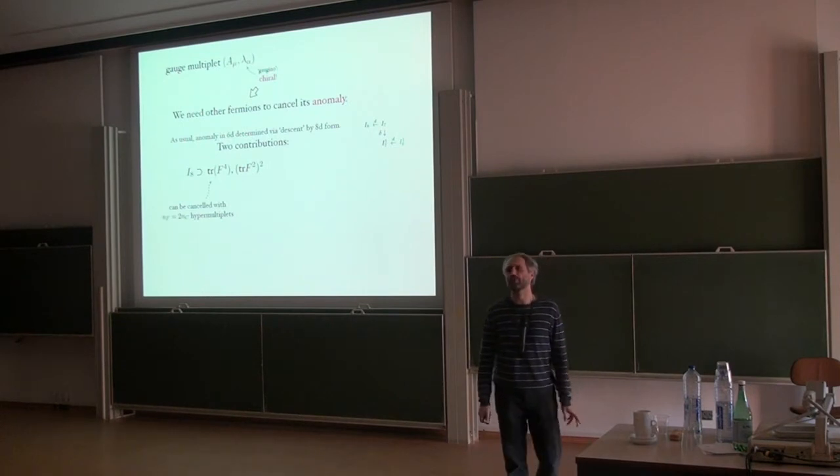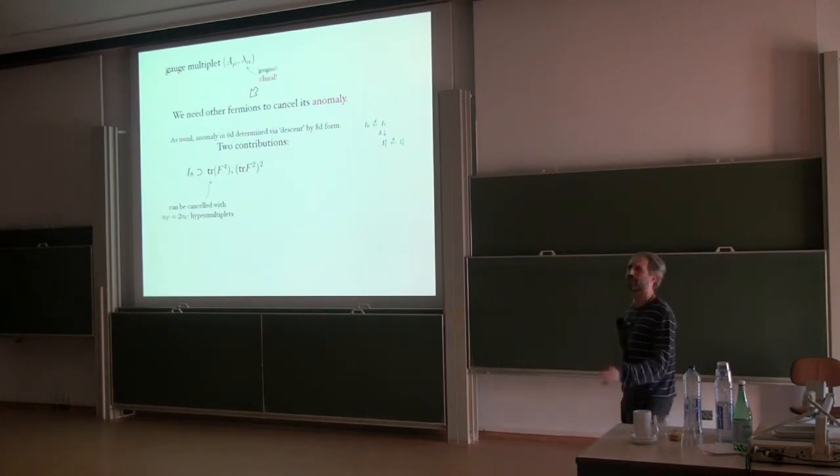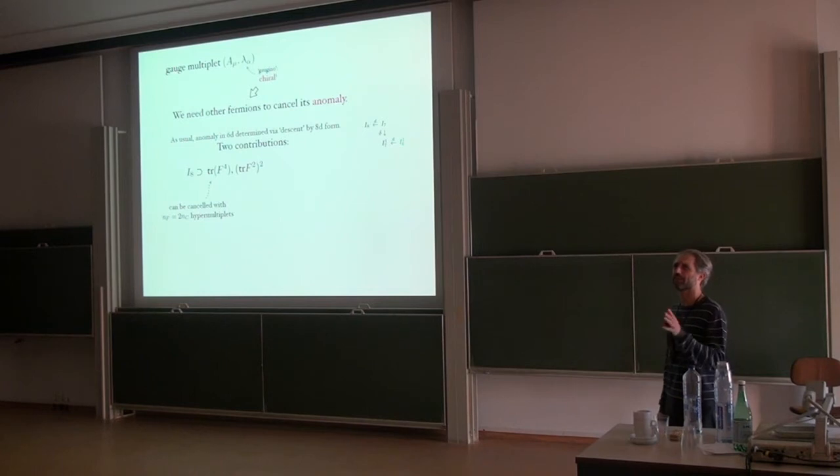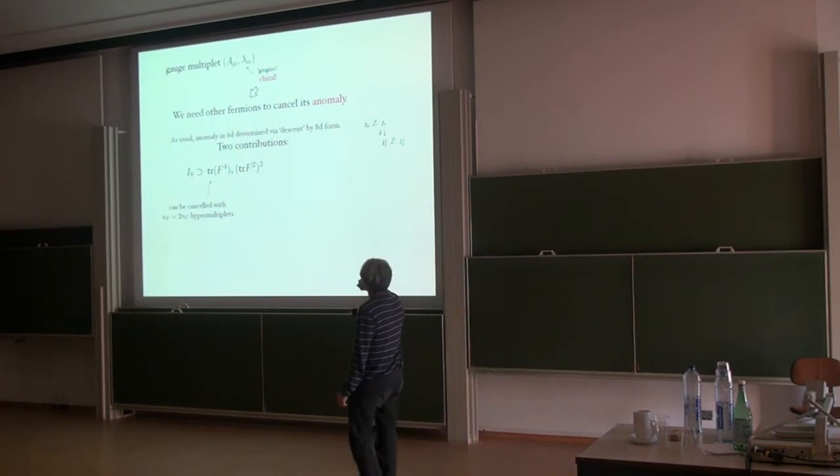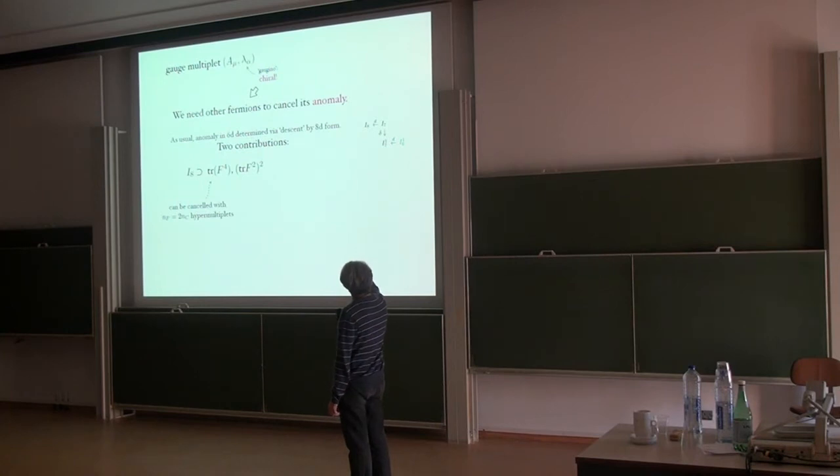There is a parallel story for other classical groups, but I'll skip that because in the end we'll see more interesting stuff with exceptional gauge groups. But for now, let me stick to SU(N). Still, even after you manage this, there is a remaining term here. And what do you do about this?